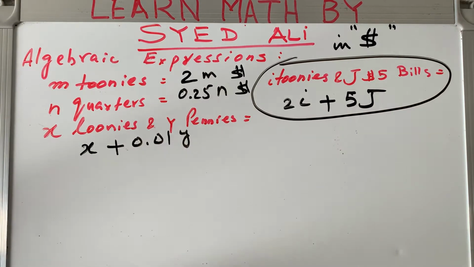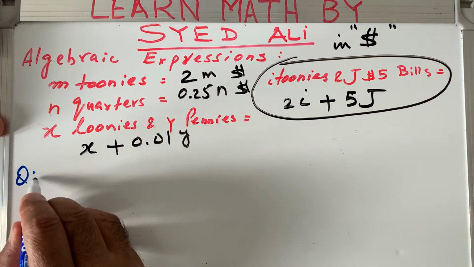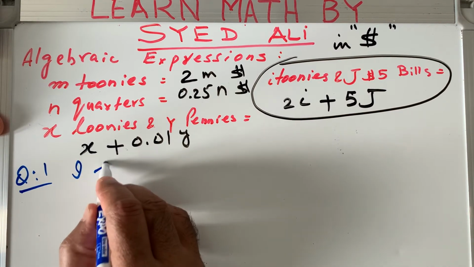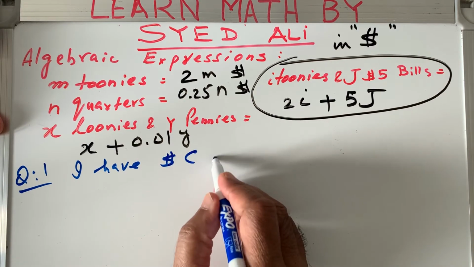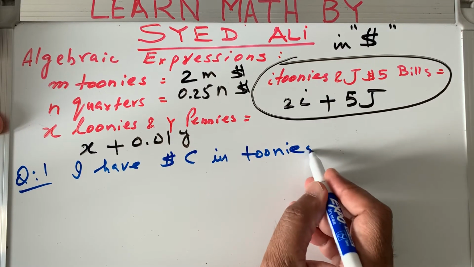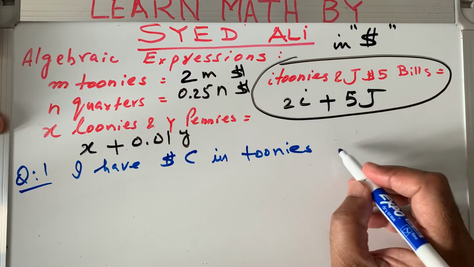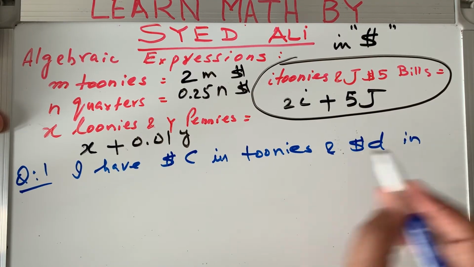So in this manner, you can continue your practice and see how we can make algebraic expressions from the statement. Another question generally asked is, question number 1, I would say I have $C in toonies, right? And $D in quarters.